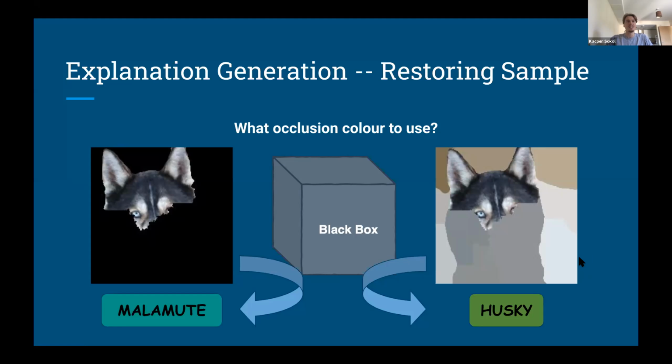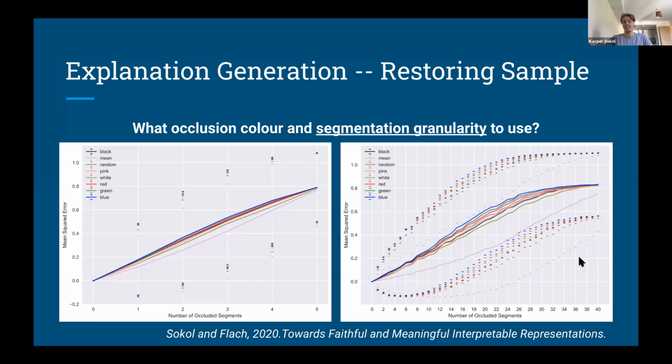So we thought, well, if it affects the predictions of the black box, can we actually measure the effect? Yes, we can. And we studied how the occlusion color and the segmentation granularity, so how many segments you split your image into, affect the black box predictions. So on the x-axis here, you see the number of segments, from 0 to 5, that were occluded. With 0 segments, you have 0 error on the image. This is an error with respect to the top class predicted by our probabilistic black box.